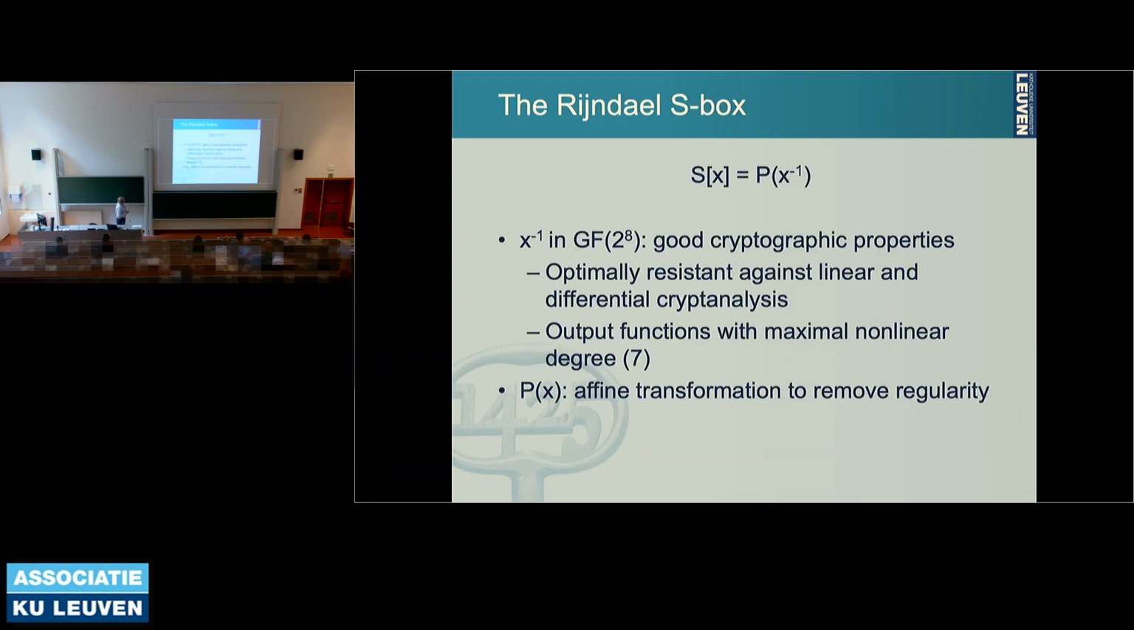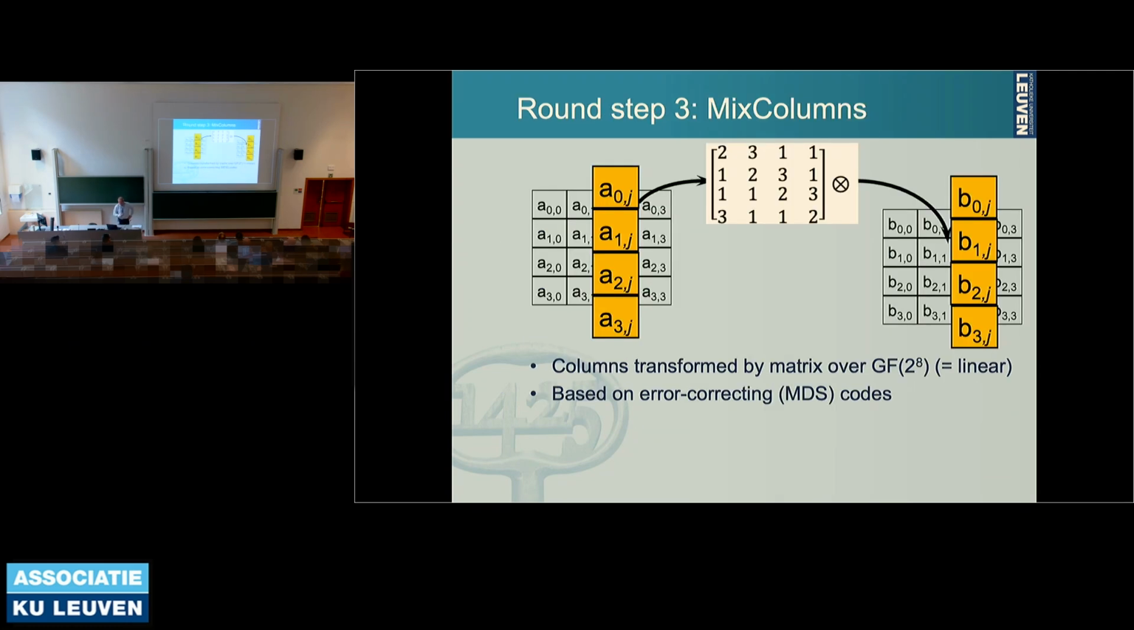There is a mathematical explanation of how it was designed. It's based on the multiplicative inverse in a finite field, because one can prove that this has optimal nonlinearity properties. And then there is a small affine step to remove the regularity a bit. Then the mixed columns step works on every column in parallel.